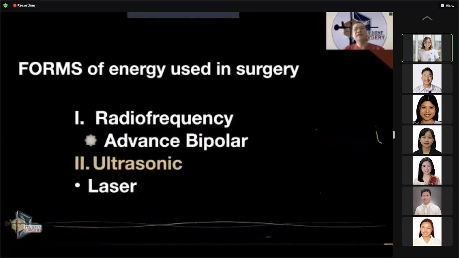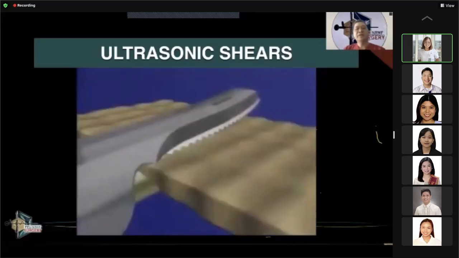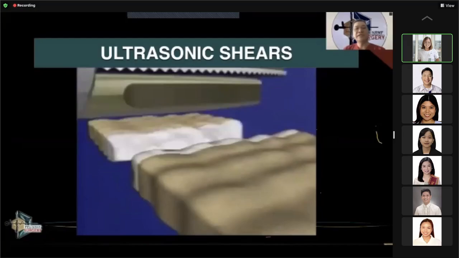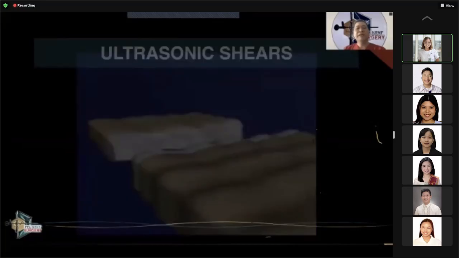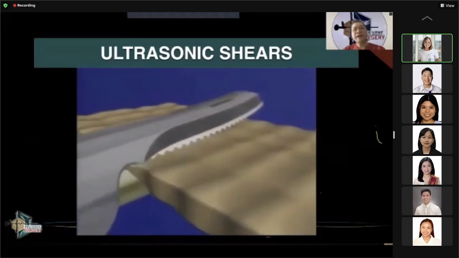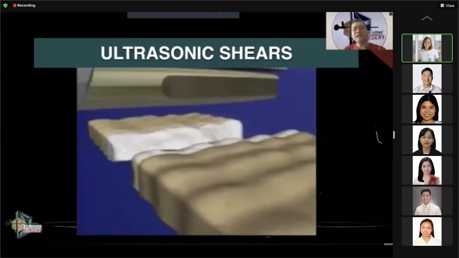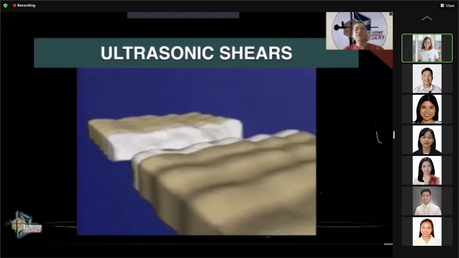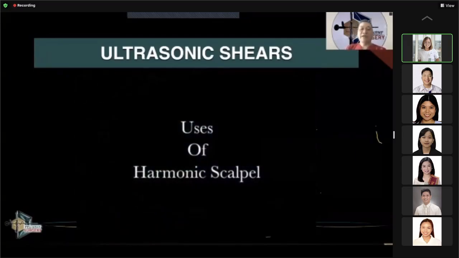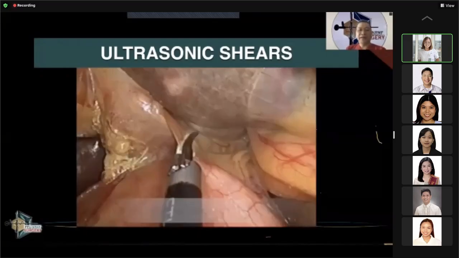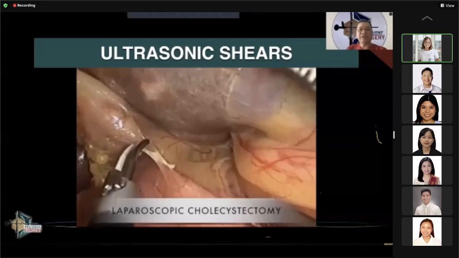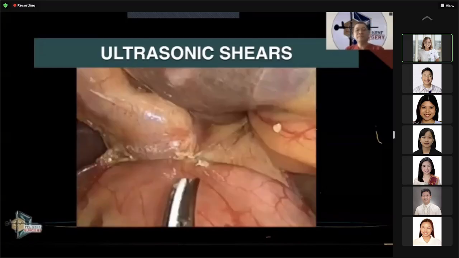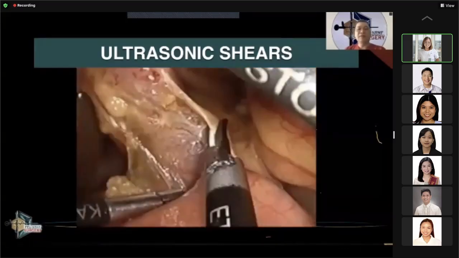Another is ultrasonic shears. These are mechanical waves. You can see the movement of that jaw. It's a mechanical movement that produces the heat. There is back and forth movement around 350,000 times that produces the heat. So there's no radio frequency energy here. It's a mechanical energy in which there's a forward and backward movement of that metal instrument, producing the heat. This is an example of that, the harmonic scalpel.